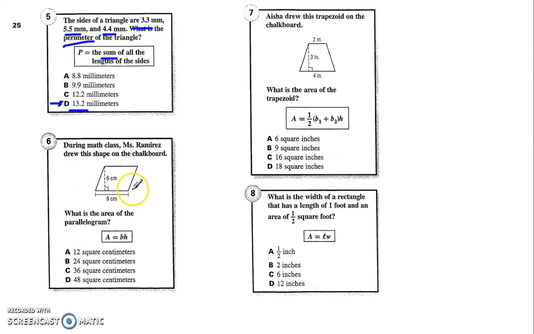Boom. Number 6. We have Miss Ramirez, who drew this shape on the chalkboard. What is the area? It is base times height, 6 times 8, which is 48.